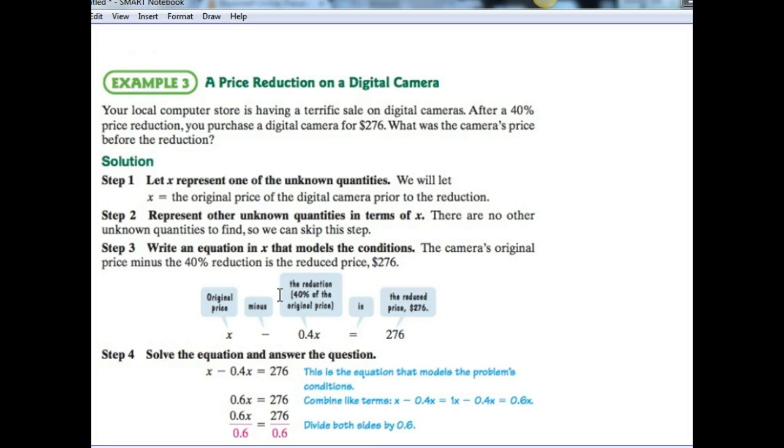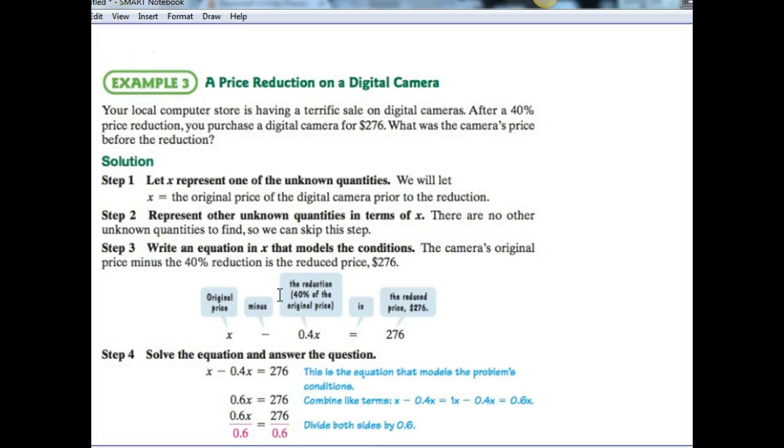It says your local computer store is having a terrific sale on digital cameras, and after a 40% price reduction, you'll purchase a digital camera for $276. What was the camera's price before the reduction?